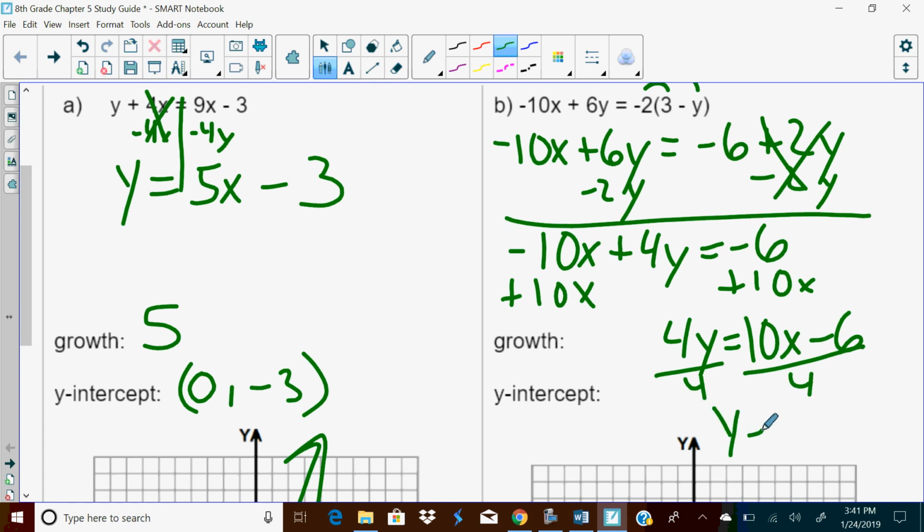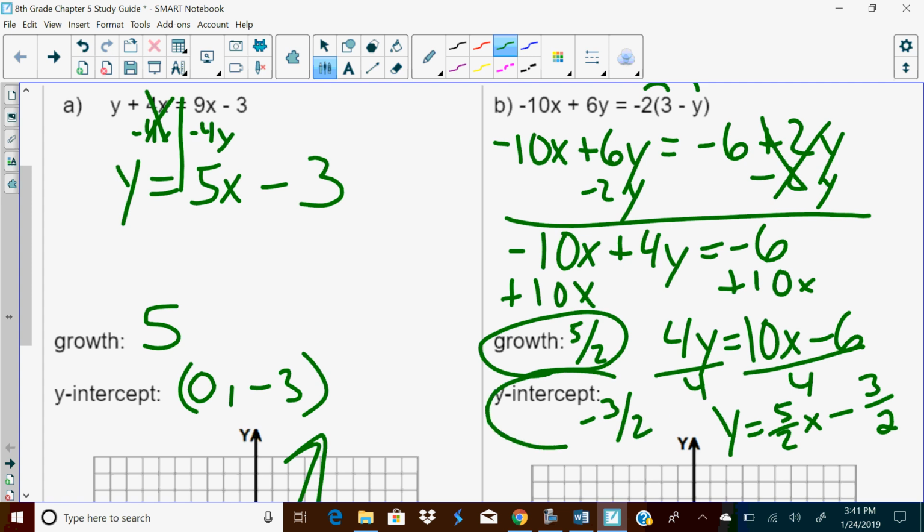So y equals, 10 divided by 4 is going to be 5 over 2x, minus 3 over 2, because I'm going to simplify 6/4. So my growth is going to be 5 over 2. And my y-intercept is going to be negative 3 over 2, or negative 1.5.